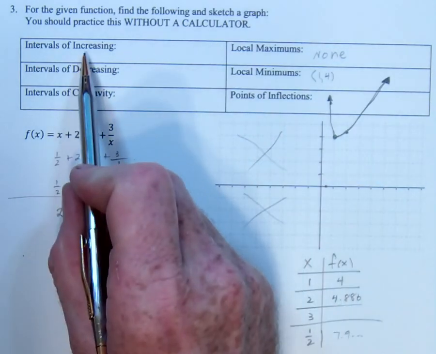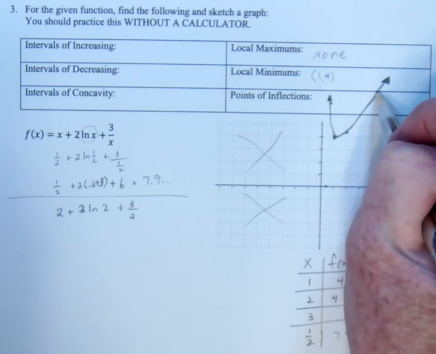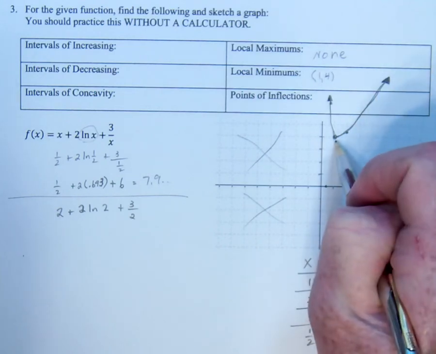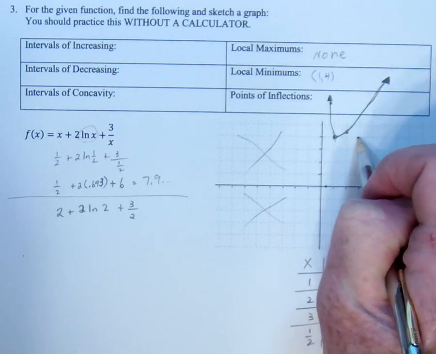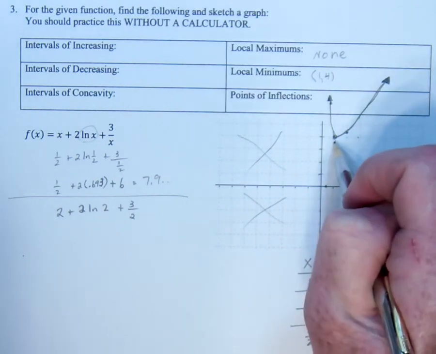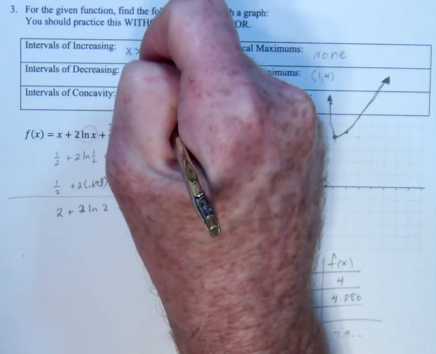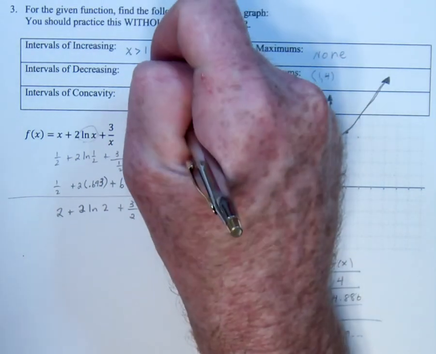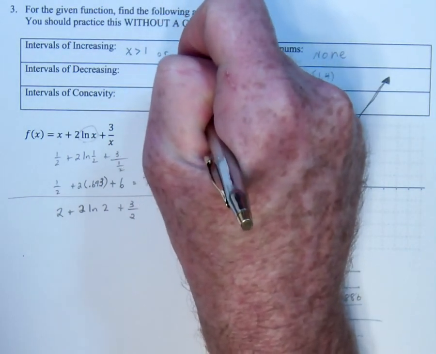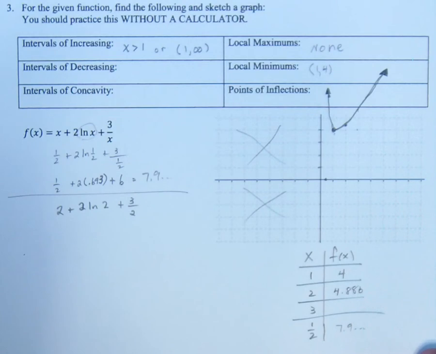Where is it increasing? That would be when it's going from the bottom up. So from here, when x equals 1 to x equals 2, it's going up. X equals 3, it's going up. So that means when x is bigger than 1. Another way to write that is from 1 to infinity in interval notation. The directions didn't specify which way I have to write it.